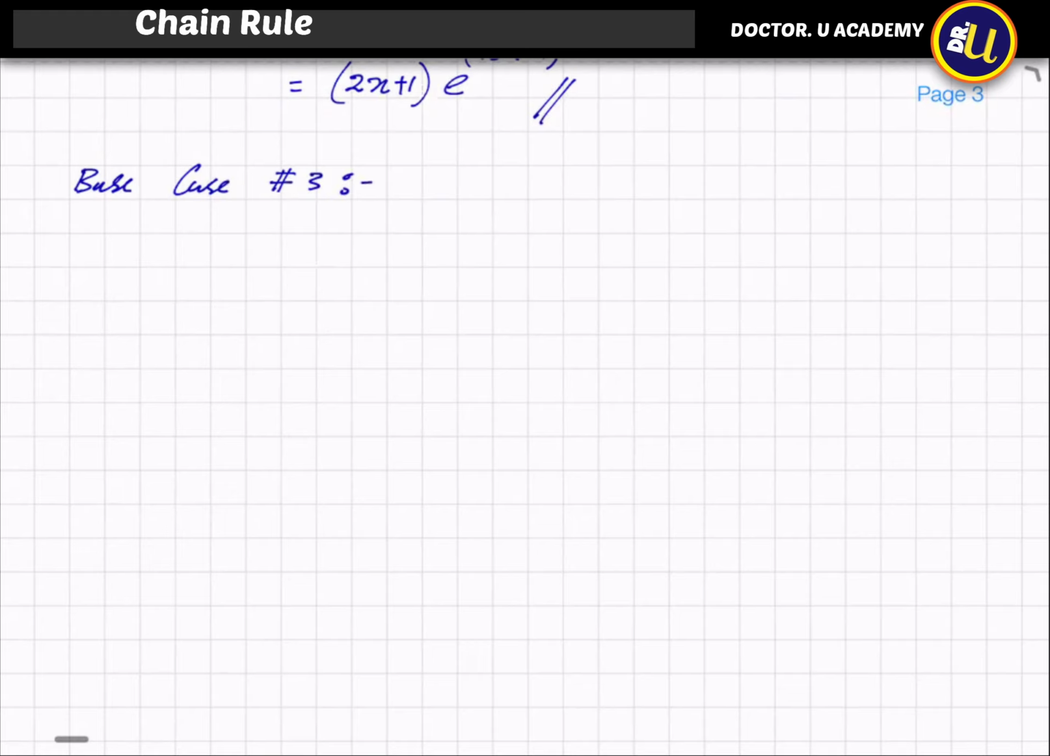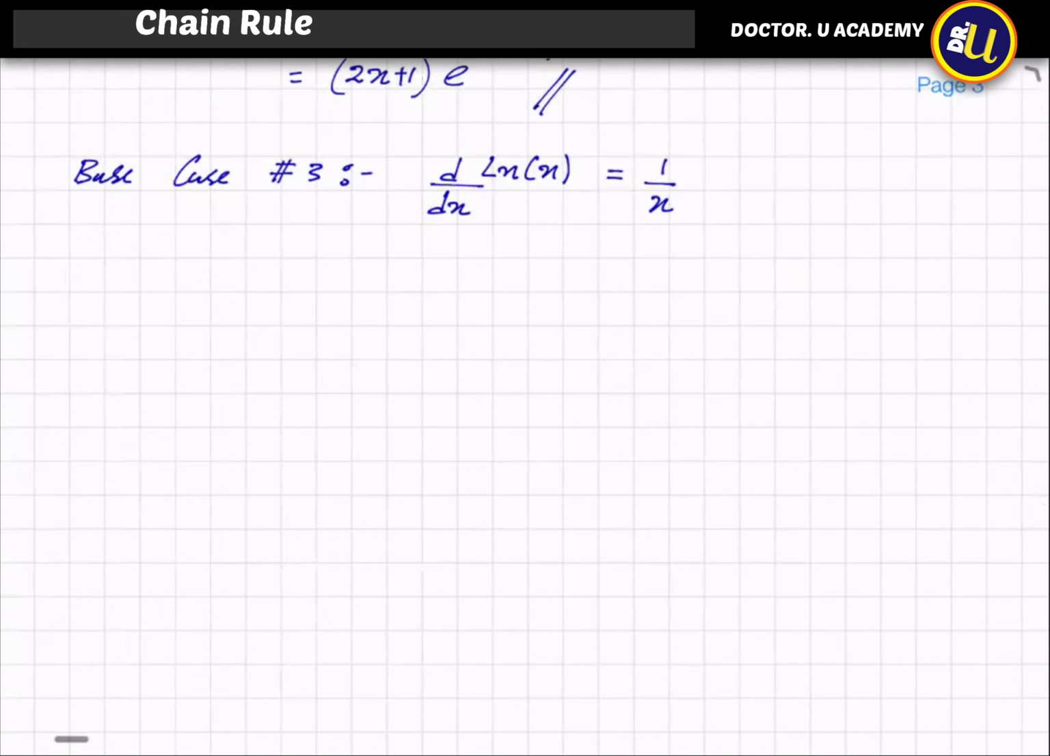So base case number 3 would be d/dx of ln x, natural log, e base. That would be 1 divided by x. So if you have x inside here, x should be in the denominator, and the output will have x. So in general, d/d(mj) of ln mj is equal to 1 divided by mj. So that's how it works.